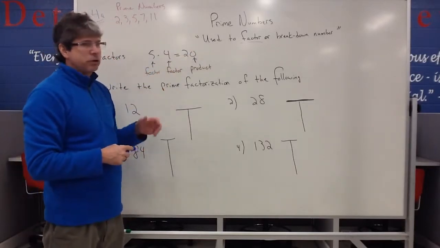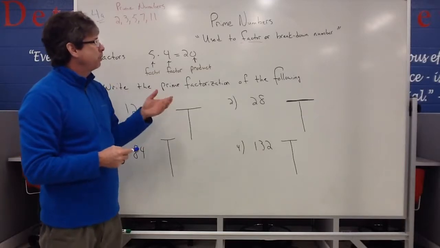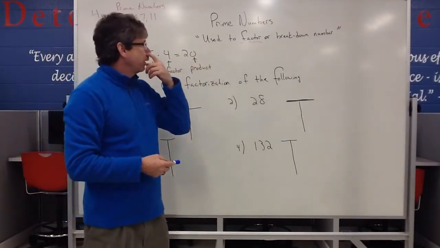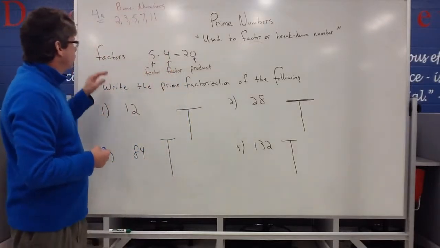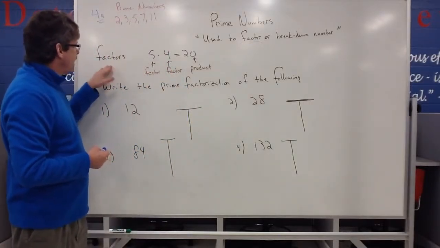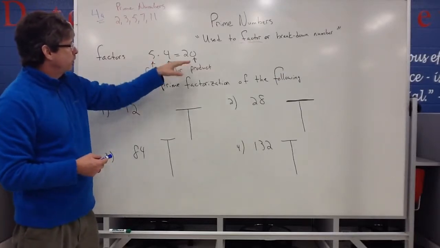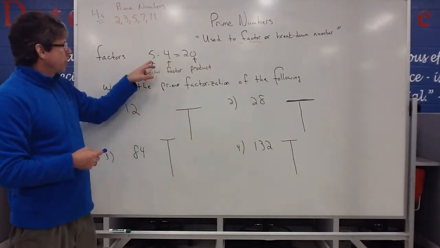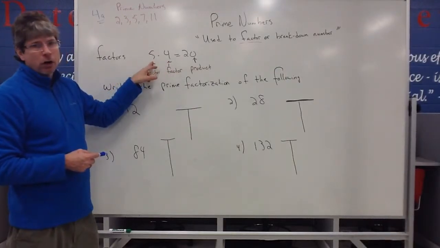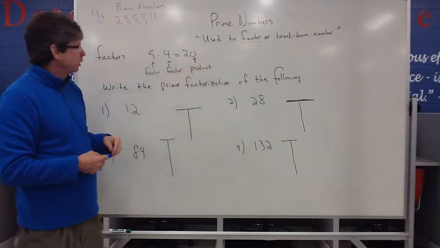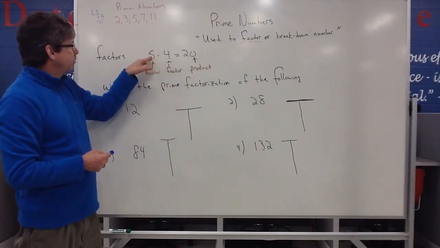Prime numbers are special numbers in math, and a lot of times what we're going to use them for is to factor or break down a number. So when we talk about factors, when I look at the expression 5 times 4 is equal to 20, the numbers connected by multiplication are called factors. And then the answer to the multiplication problem is called the product. So the factors are the pieces connected by multiplication.